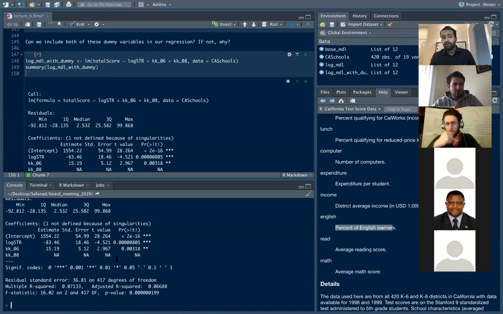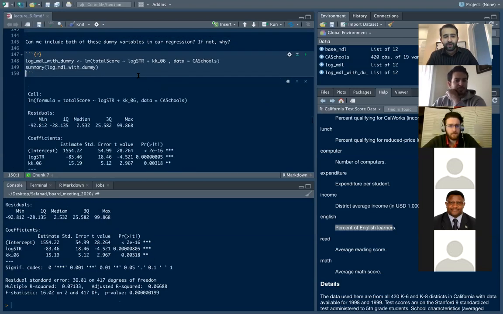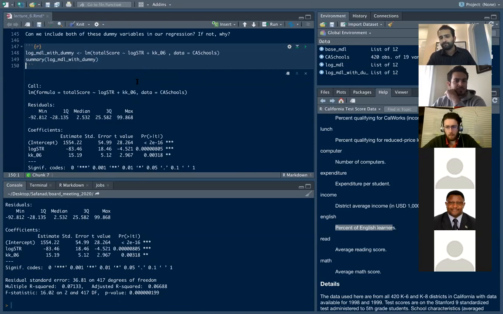So this kind of helps us, right? Again, we're talking about model specification. This kind of restricts one thing: I can't have the same thing twice. It makes my life a little bit easier, right? So I can remove KK08 from here and rerun my model. Nothing is going to change.